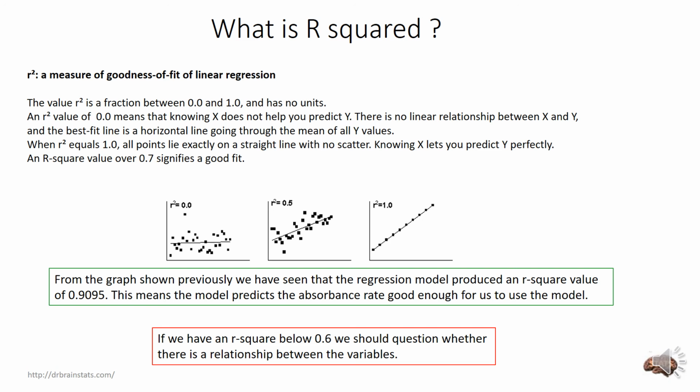An R squared value of over 0.7 signifies a good fit. From the graph shown previously, we have seen that the regression model produced an R squared value of 0.9095. This means the model predicts the absorbent rate well enough for us to use the model. If we have an R squared below 0.6, we should question whether there is a relationship between the variables.